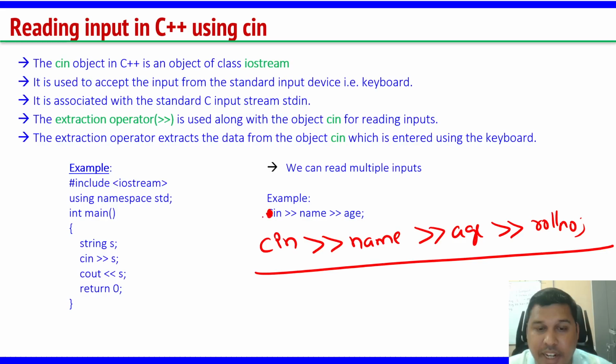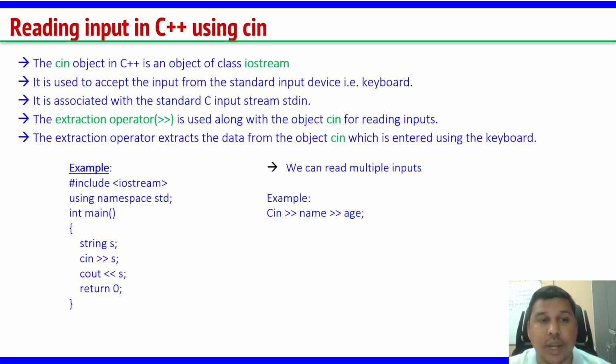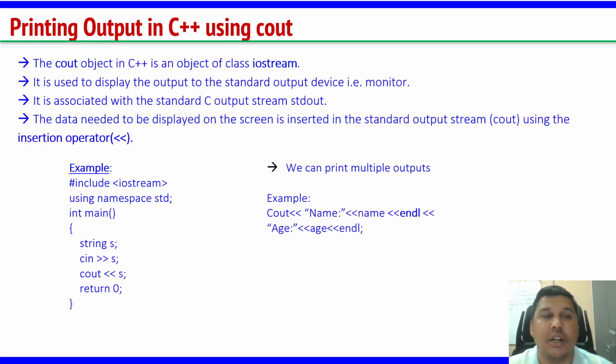This is not capital, it is small c. C++ is a case sensitive language. You have to write in small case like I have written here. So we can read multiple inputs like this. When you execute the program, once you enter the name, you can press enter or give space, anything is fine, like you do in C programming. So this is about the cin function. Let's see about cout.